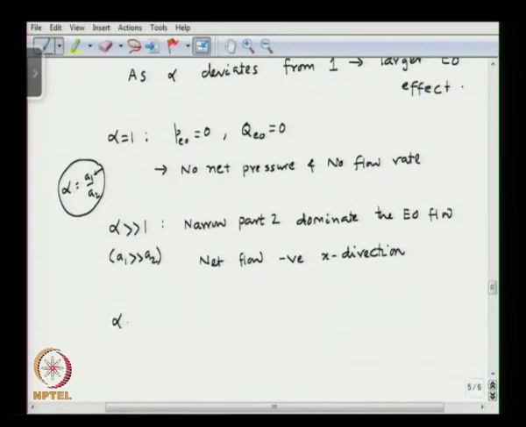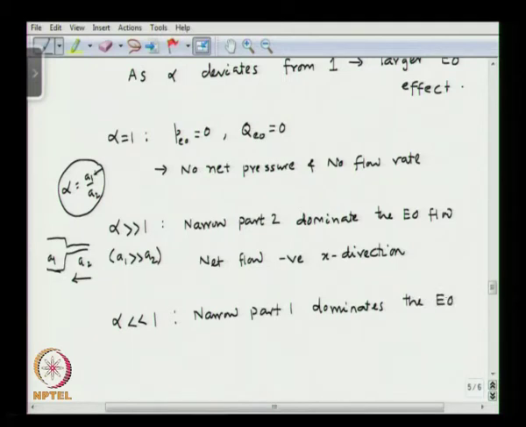Now, if alpha is less than 1, this is the situation when we are talking about A1 being greater than A2. So, we have something like this. A1 is large compared to A2. So, the net flow is going to be in this direction. Now, if alpha is less than 1, the narrow part 1 dominates the electroosmotic flow. So, we will have net flow in positive x direction.